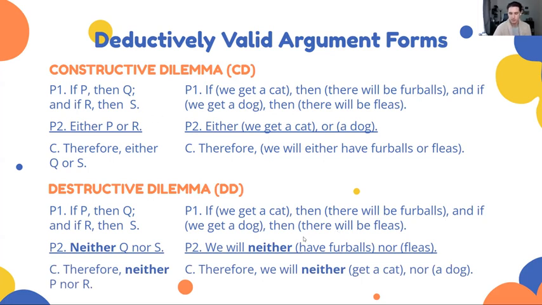So if we get a cat, then there will be fur balls. And if we get a dog, then there will be fleas. We will neither have fur balls nor fleas. Therefore, we're not going to get either a cat or a dog.